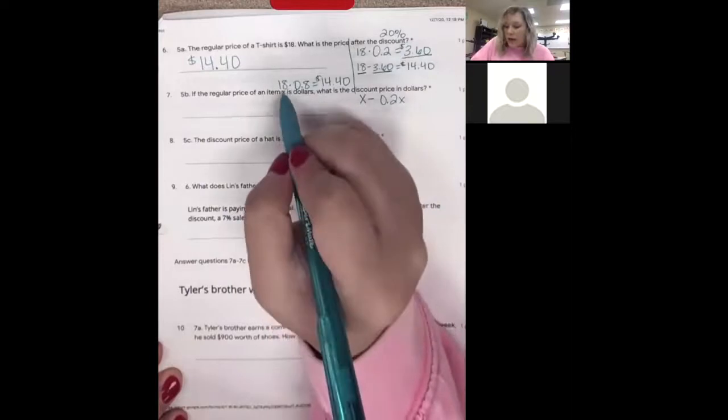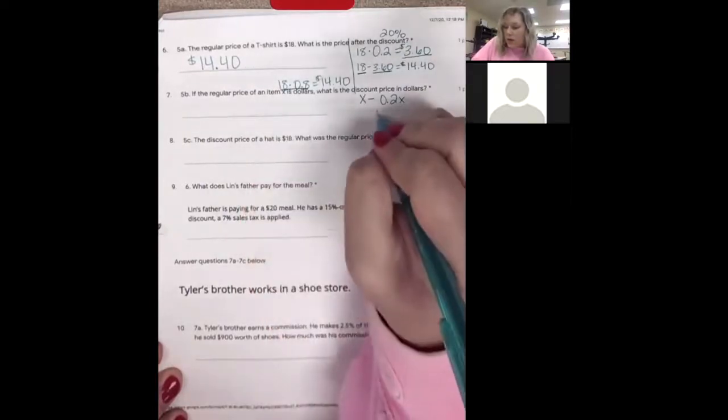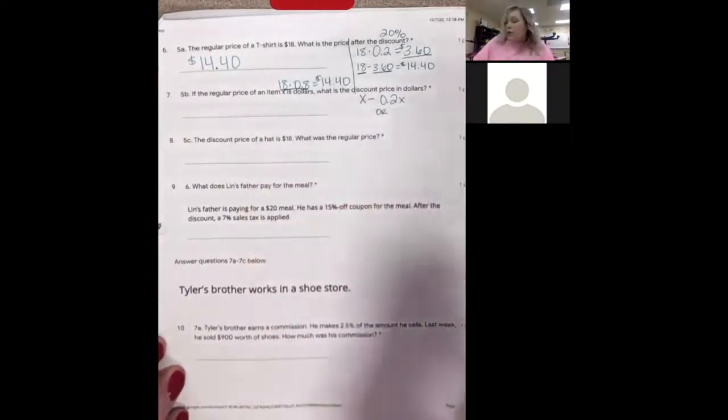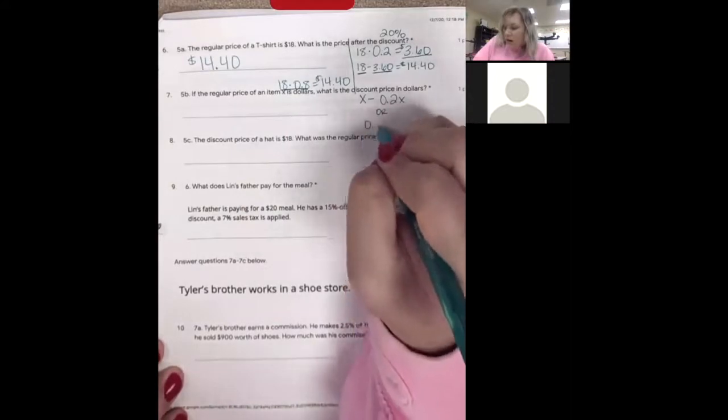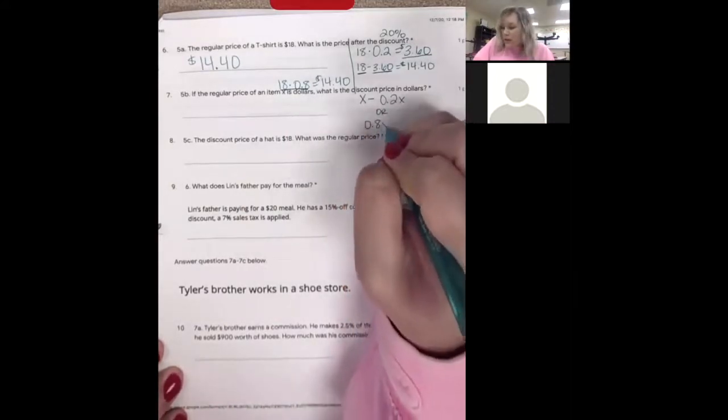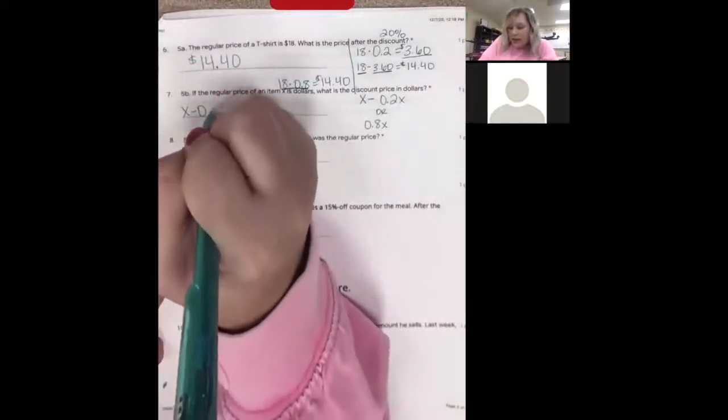Or, like we did up here, I know that if I have a 20% discount, I could just find what 80% of that original price is. So either one of these answers would be correct.